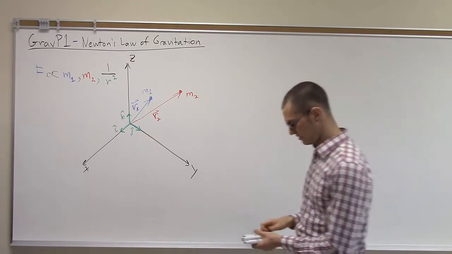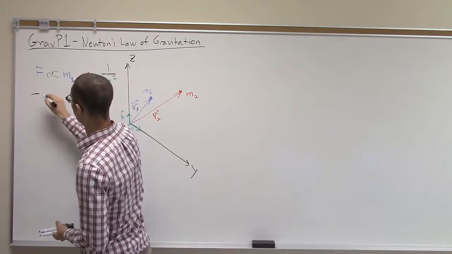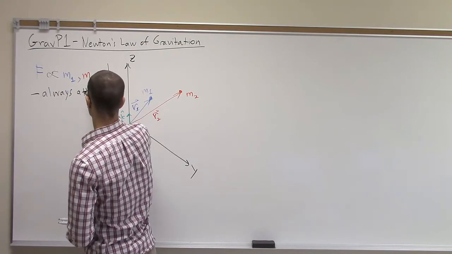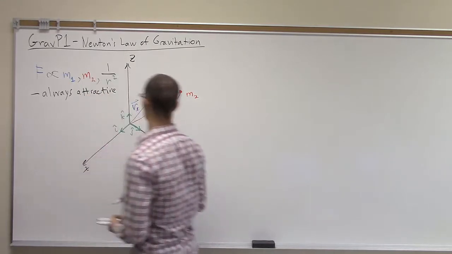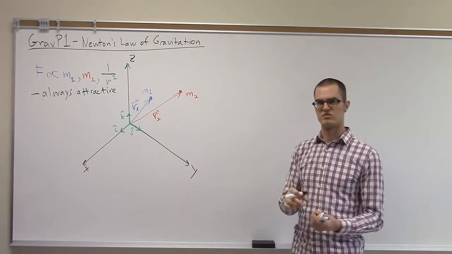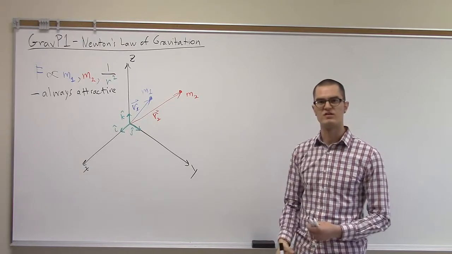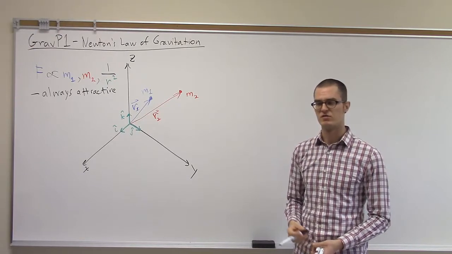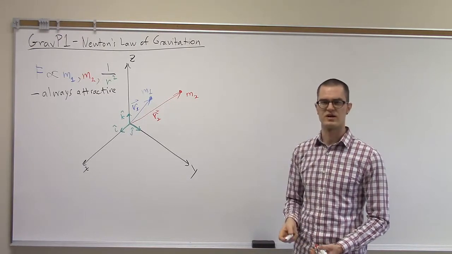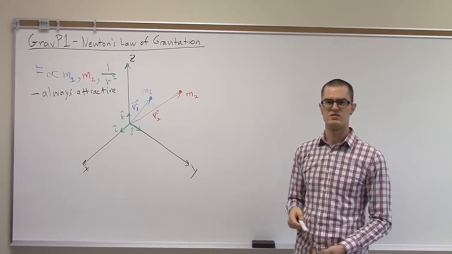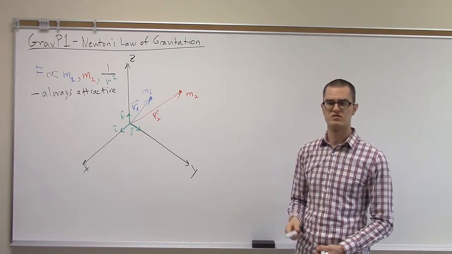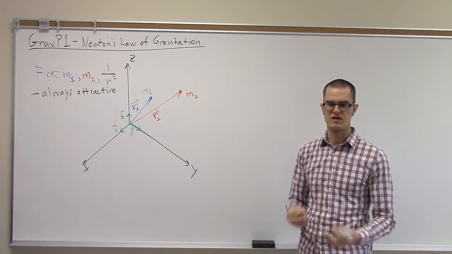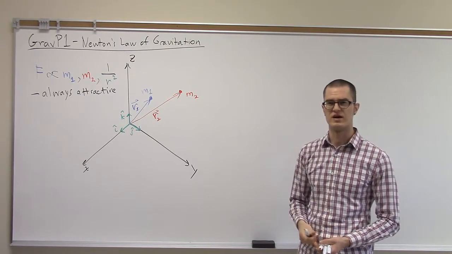And Newton's law states that this force is always attractive. So M1 pulls M2 towards it, and vice versa. M1 is pulled towards M2. So the force between them is equal, and the force of 1 on 2 is equal in magnitude and opposite in direction to the force of 2 on 1. And that's because of Newton's law that forces have to be equal and opposite.